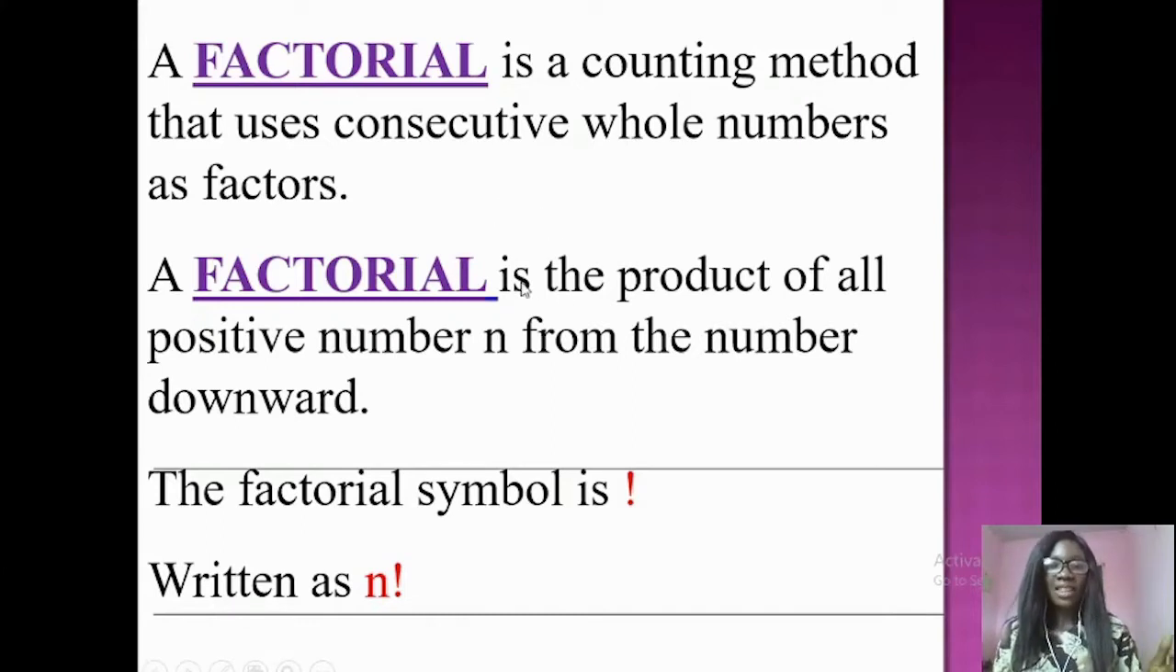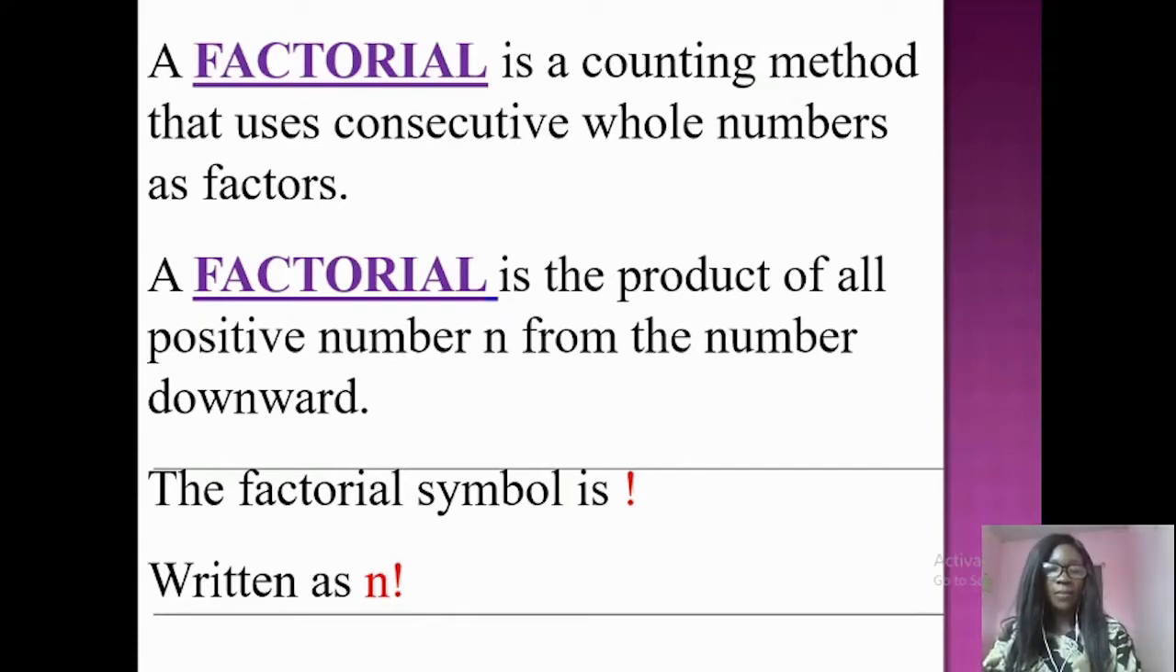Now, this second definition says it is the product of all the positive numbers. So these consecutive numbers, you're going to multiply them downward. So first of all, we're done with our first objective. When someone asks you what is factorial, simply say it's the product of all positive numbers downward. That's all. That's just the definition of factorial. We're going to see how this definition will help us.